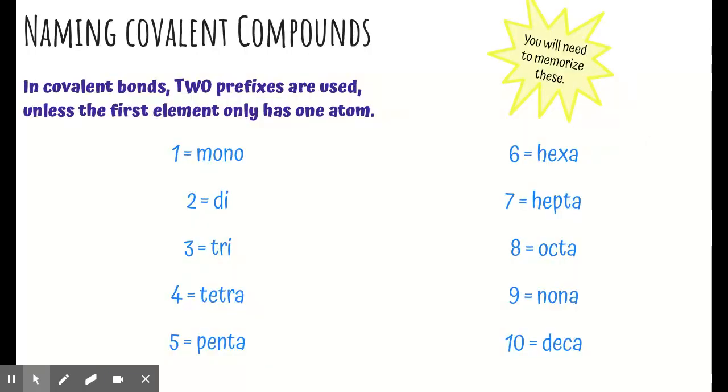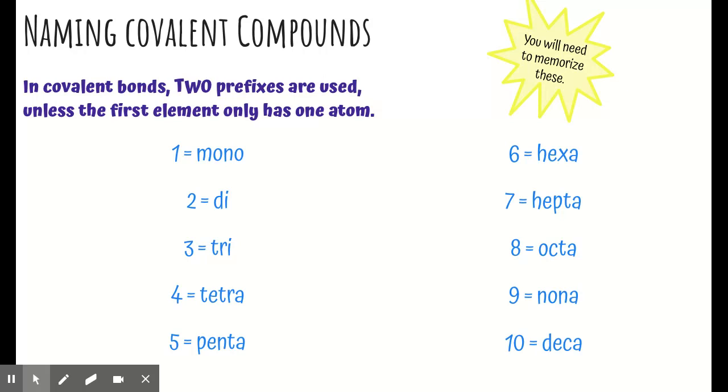Naming your covalent compounds is easier. We are just using your prefixes to show how many there are. Again, covalent is 2 nonmetals. The nonmetals are in the upper right-hand corner of your periodic table. It's a limited amount of elements to choose from. So you're going to use 2 prefixes.